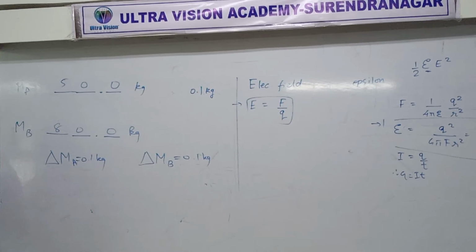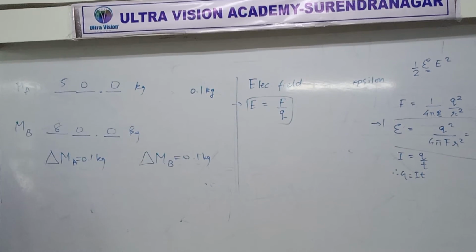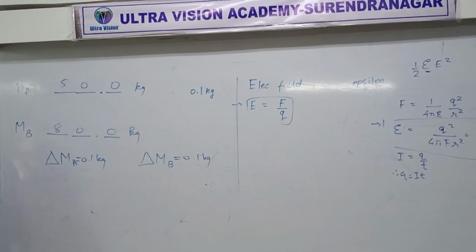Now let's talk about relative error. What's the way to find relative error? Who knows the formula for relative error? Raise your hand. Okay, Rudra. Delta M by M bar. Clear or not? Yes.